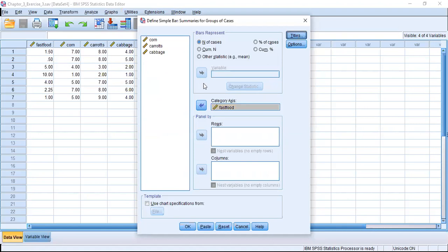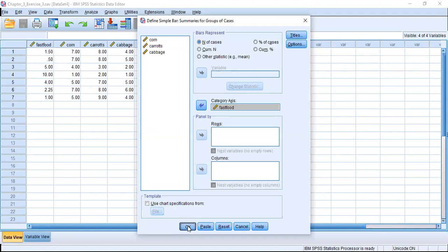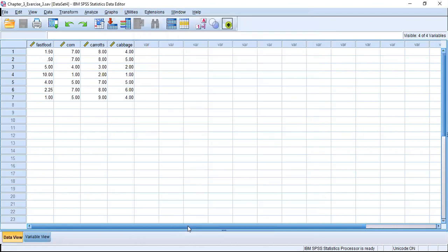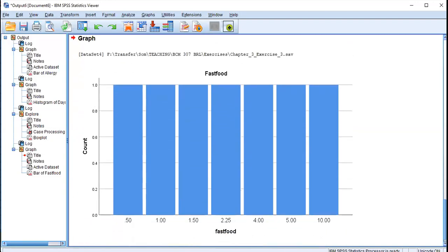I'm having a title coming up here. I'm just writing fast food. I'll say continue. I'll say okay. And then I'll move to the output file where I've got the results coming up. So I'm sharing the output file for you. So this is the output file where we are getting the results.